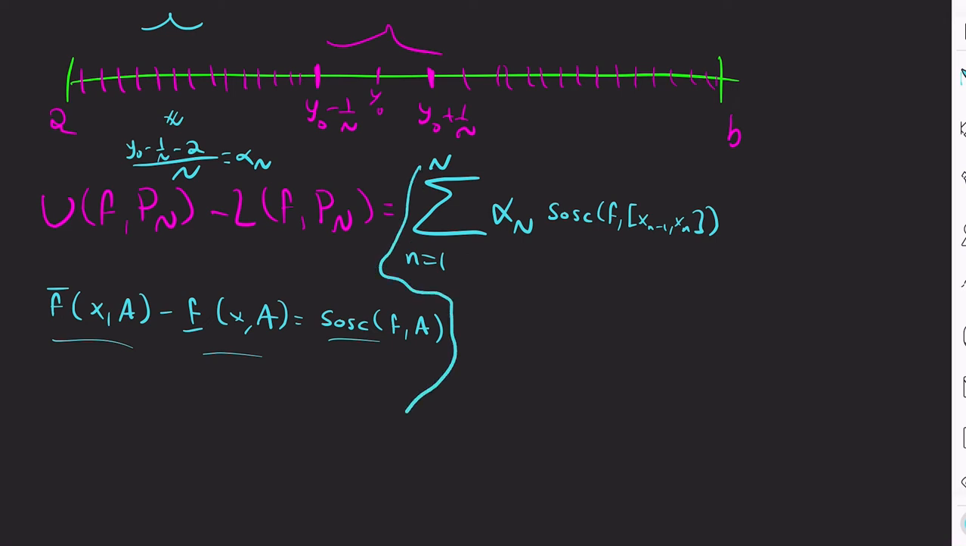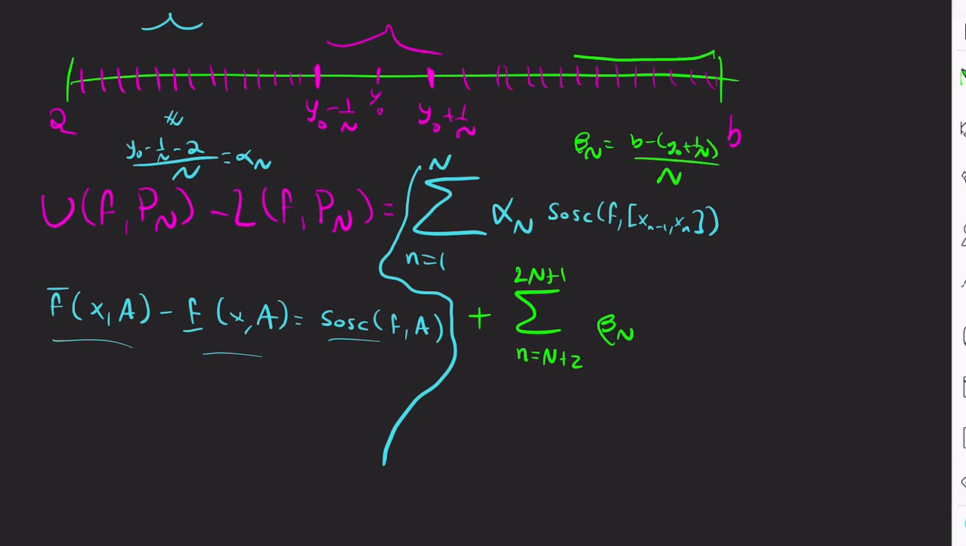Then plus, I'll do the right-hand side in green. So this is n equals n plus 2 to 2n plus 1. I'm going to call this beta n. Again, beta n is b minus y naught plus 1 over n, over n. It's that distance. Times the set oscillation of f on x_{n-1} to x_n.